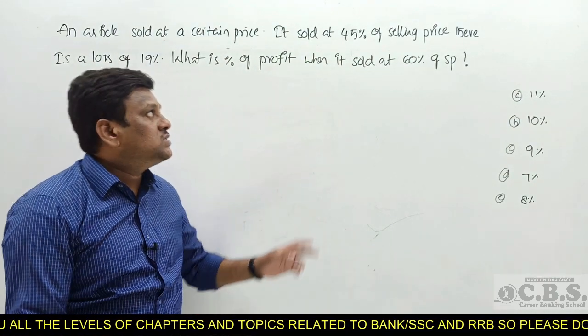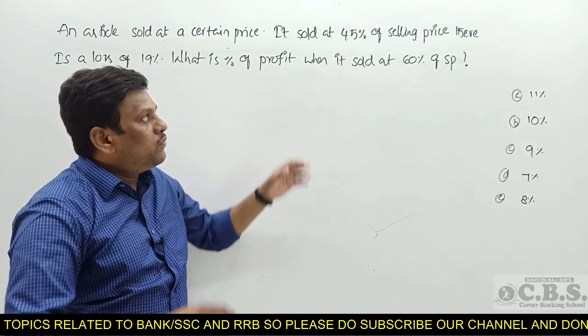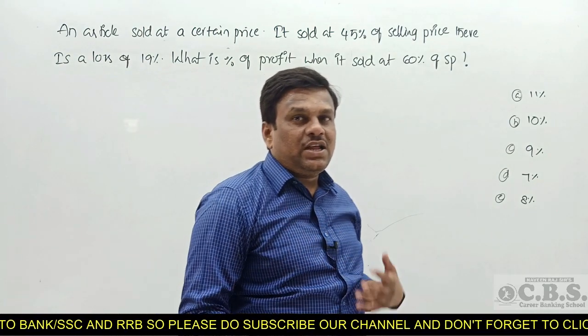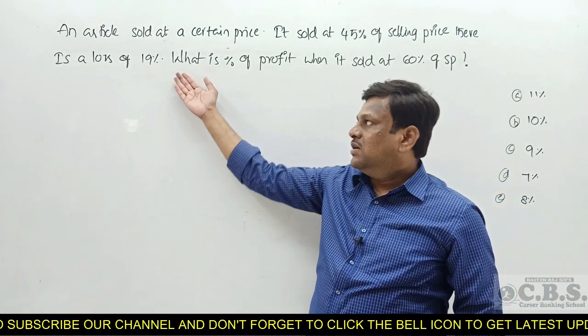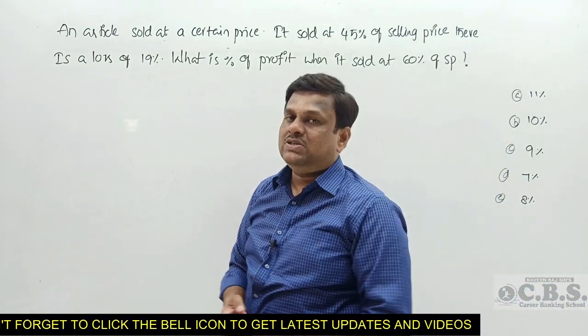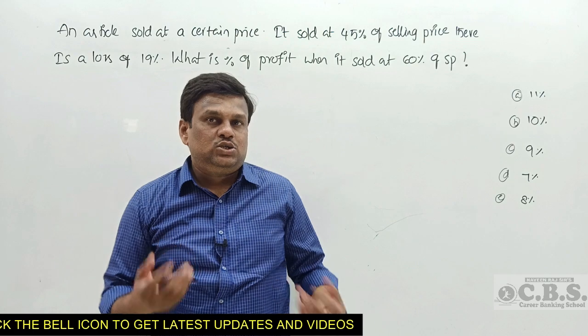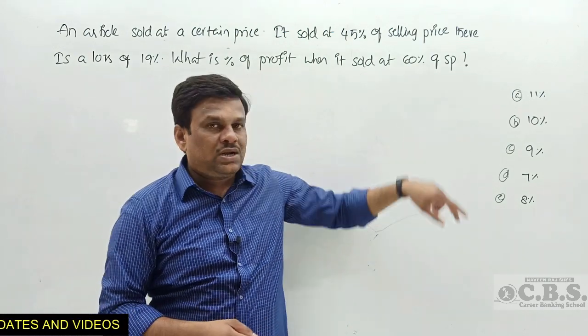When we try to sell it at 45% of selling price, it means modification happened from the selling price. When modification of the selling price happened, definitely the end quantifier will change. What is the end quantifier? Loss of 19%. When the selling price is again modified to 60%, what is the quantifier? Either profit percent or loss percent. Already directly mentioned, profit percent. It means what? You can directly answer this question.